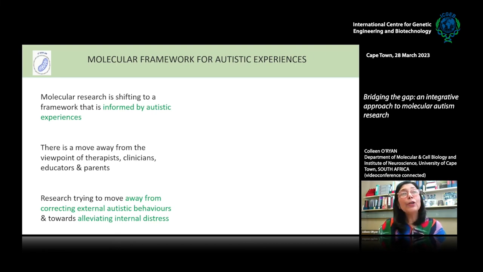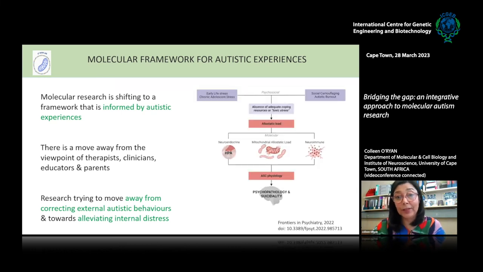Molecular research increasingly involves more individuals who are autistic doing autistic research, be it psychology research or molecular biology research. And so molecular research is starting to be informed by autistic experiences. There's a move away from describing autism from the viewpoint of therapists, clinicians, educators or even parents, to the autistic individual themselves. And a movement is starting of trying to stop correcting external behaviors considered unfavorable by society, and really relieving the internal distress that autistic individuals experience.